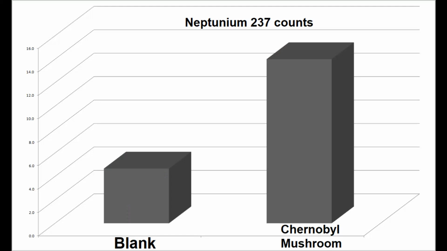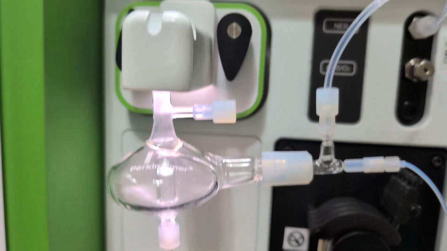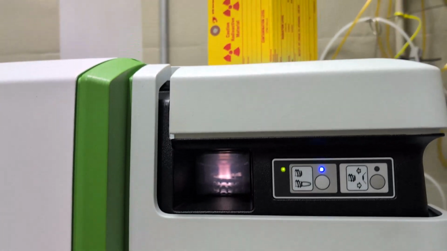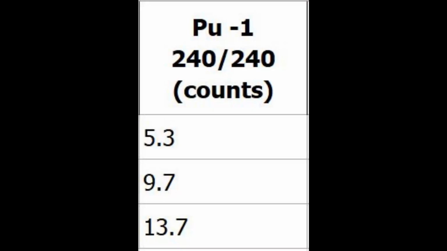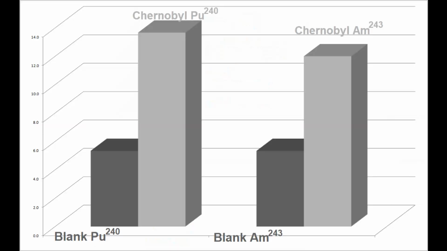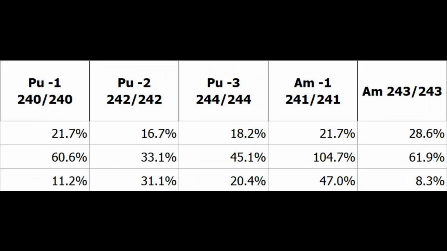Neptunium-237 could be present as well, but this is a huge could, because the RSD are in the 30s. This means the instrument is not very sure about this detection. Although the counts were very low, plutonium-240 and americium-243 were definitely higher than the blank. And with a lower RSD, both could be considered plausible hits.